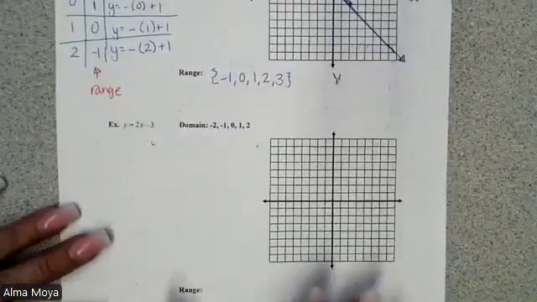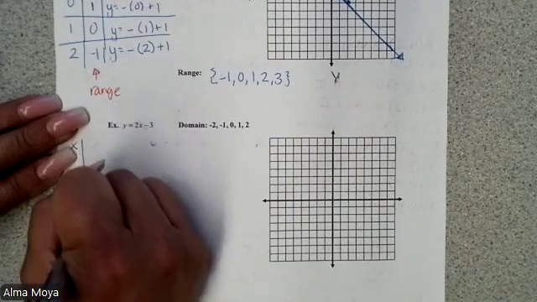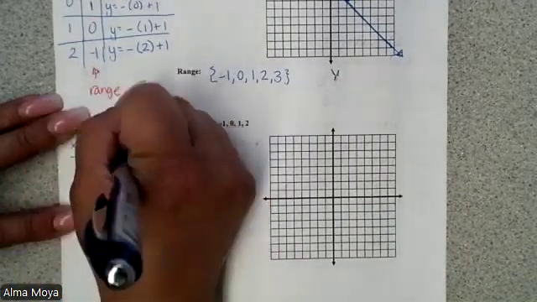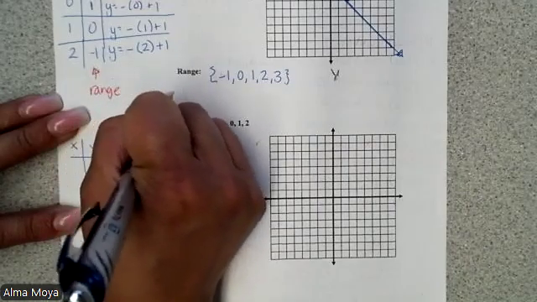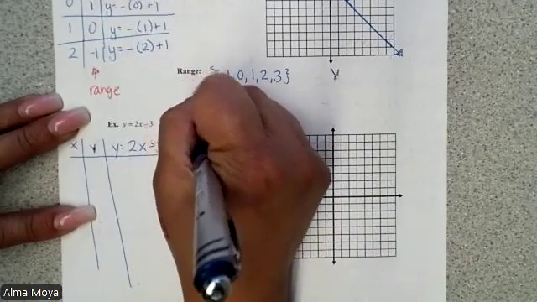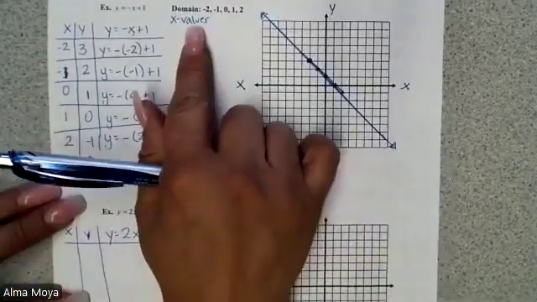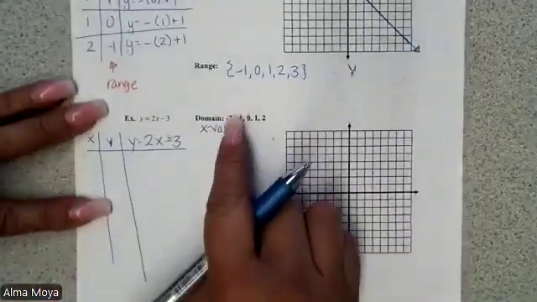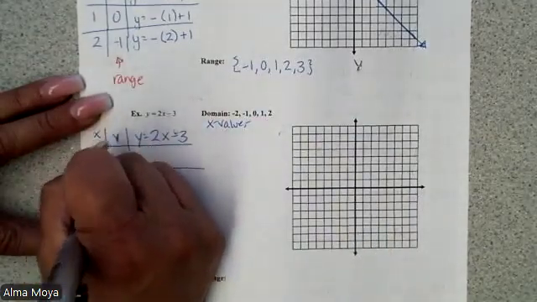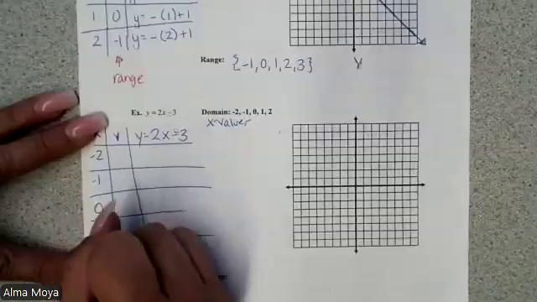Next example. Once again, I'm going to go ahead and I'm going to do a t-chart. Y equals 2x minus 3. When it says domain, domain means x values. So those are the numbers that you're plugging in. That's why I plugged those ones into here, because they gave you the domain. So I'm going to plug in a -2. I'm going to plug in a -1. I'm going to plug in a 0, a 1, and a 2.